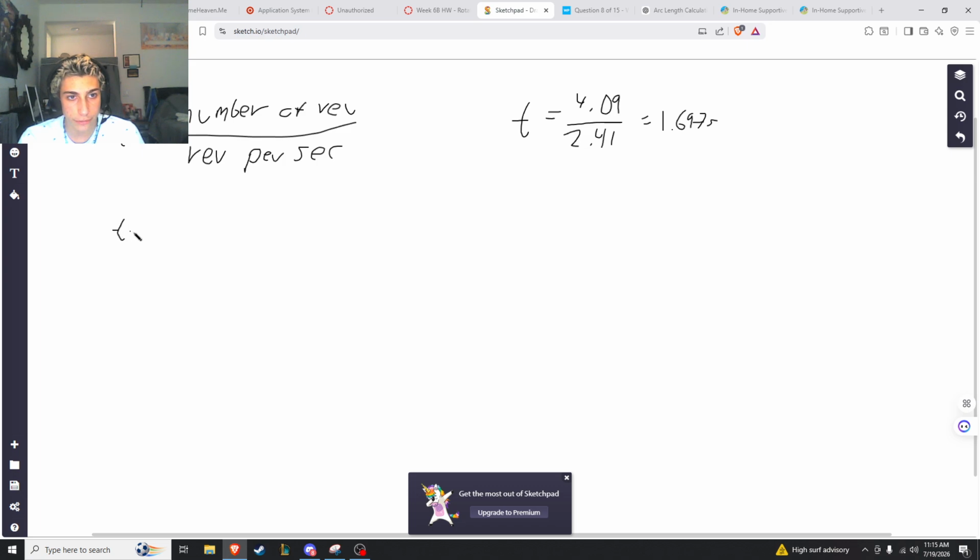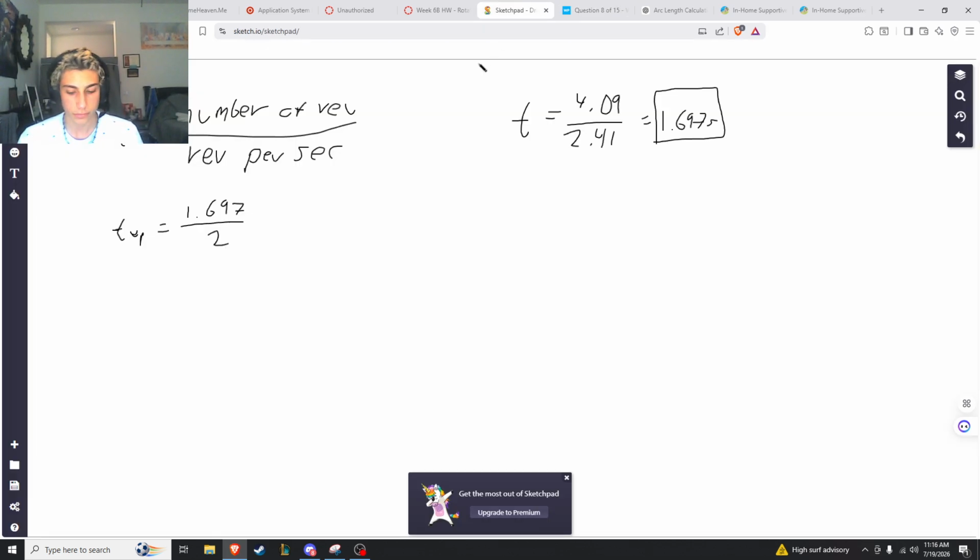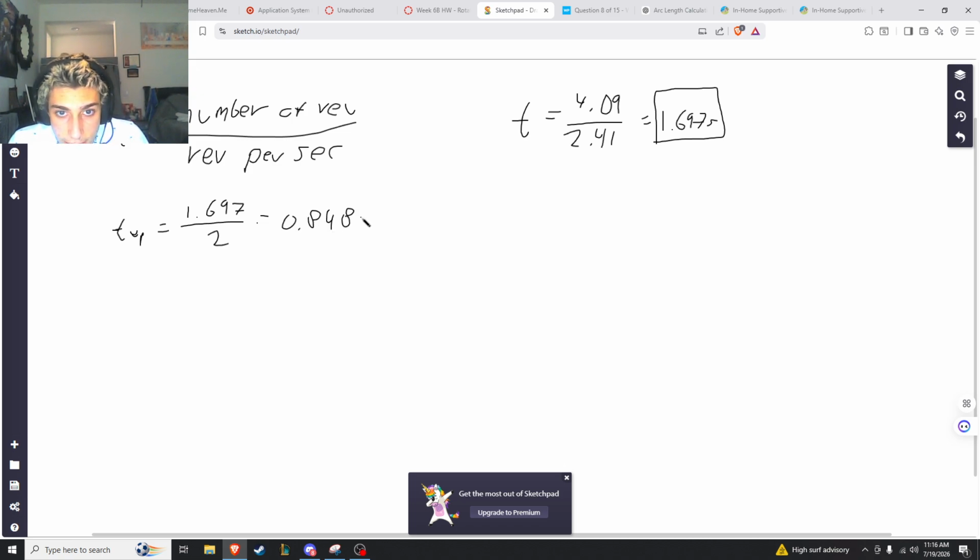Then we want to get the T for how far it's going up, the time of it going up. In this situation, we want to grab the T that we got and put it on top, 1.697, and we're going to put that over 2 because we want to cut this in half. It's going to be the half time. And this is going to get us 0.8485 seconds.